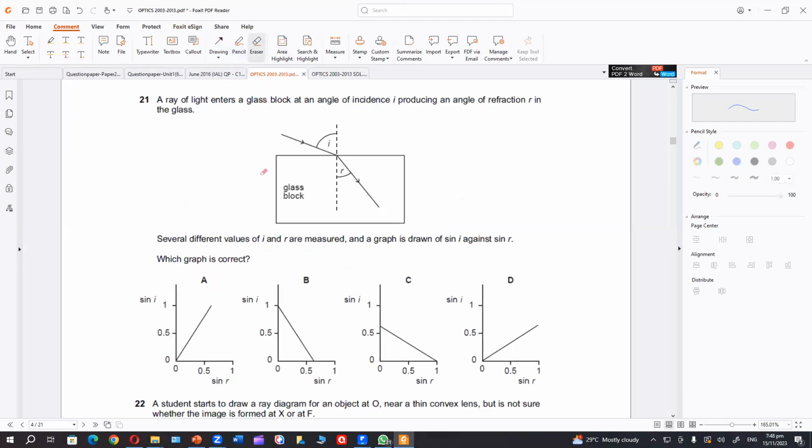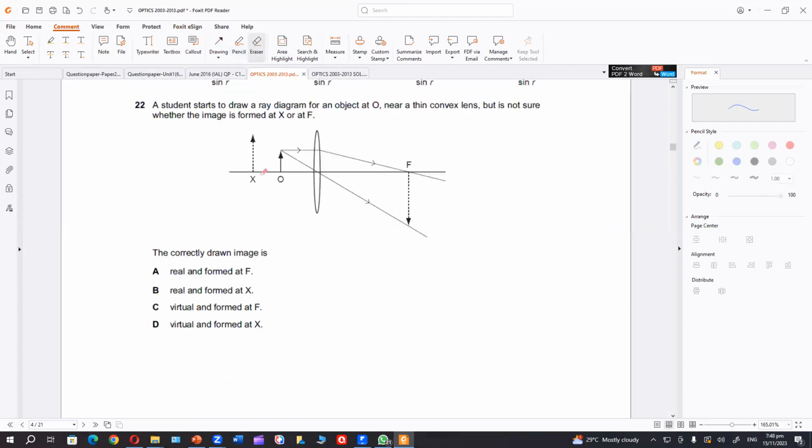Now, look at this question. A student starts to draw a ray diagram for an object at O near a thin converging lens, but is not sure whether the image is formed at X or at F. The rays are spreading out. Now you have to give this answer, number 22.